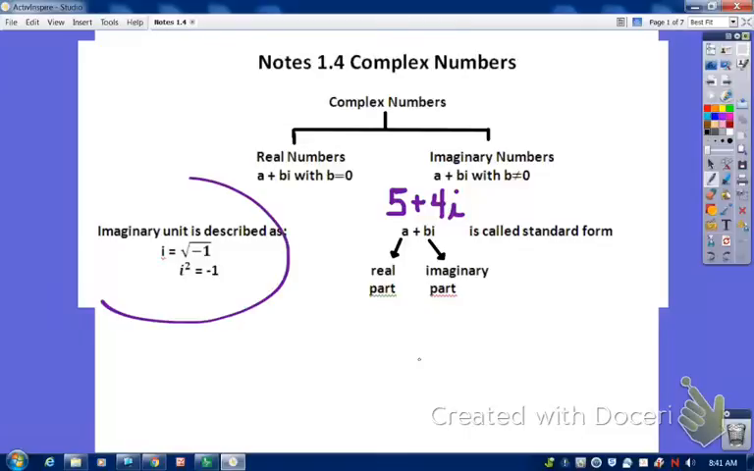Notes is this right here. This is the definition of imaginary numbers. It says an imaginary unit is described as i, the variable, is equal to the square root of -1.